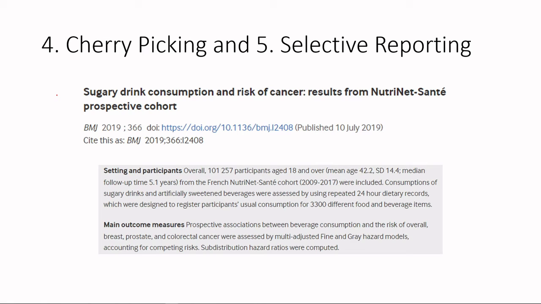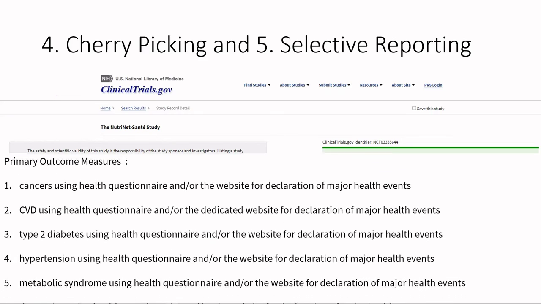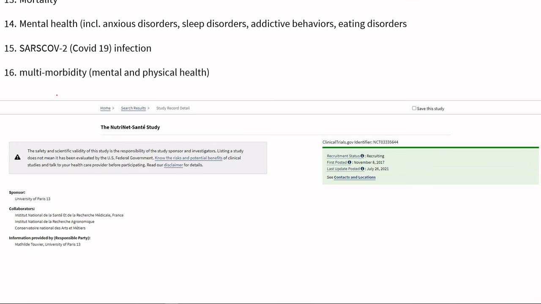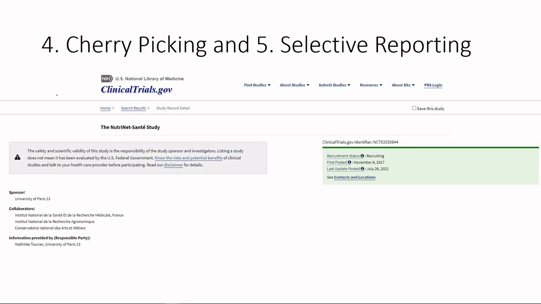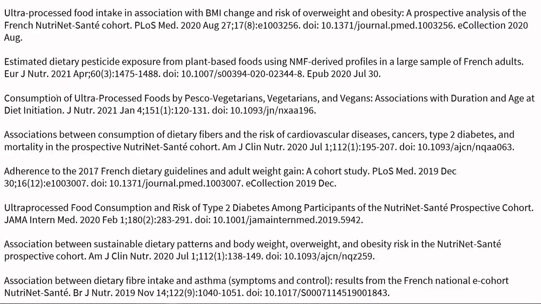As a reminder, this was a Nutrinet Santé cohort that registered 3,300 different food items and beverages as exposures. Against those 3,300 beverages and food items, which you can make 1,000 more nutrient-based exposures with, Nutrinet Santé also collected outcomes on the following: cancers, cardiovascular disease, type 2 diabetes, hypertension, metabolic syndrome, depression, migraines, rheumatoid arthritis, cognitive decline, quality of life, weight, height, mortality, mental health, COVID-19, and multimorbidity. From these associations, we have the paper published and discussed by Dr. Carroll, along with other publications from the Nutrinet Santé cohort shown here.